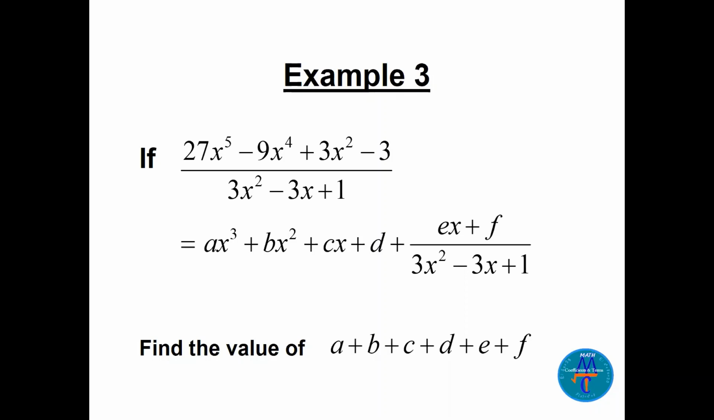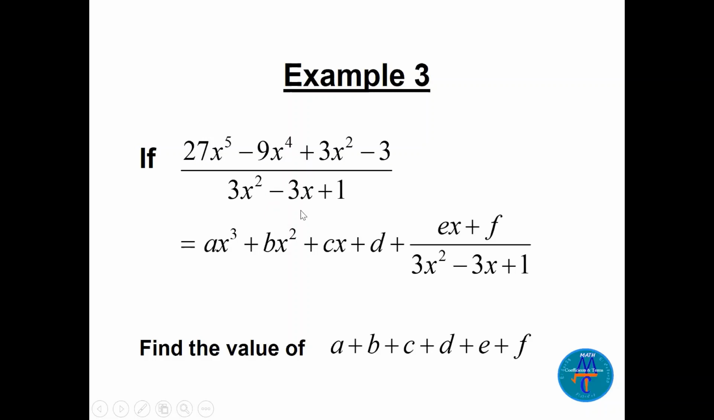This one is equal to ax cubed plus bx squared plus cx plus d. That means this is the quotient, plus ex plus f, that's the remainder over this. Now find the value of a plus b plus c plus d plus e plus f, which is one number. So the whole idea here is to do long division. So please, you can take a minute there, or maybe 2, maybe 3, and then do the long division.